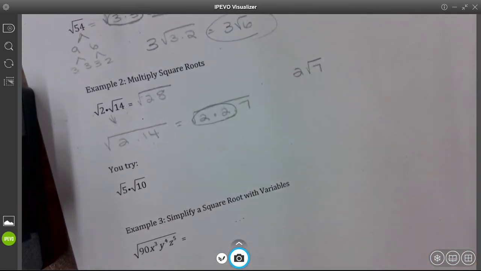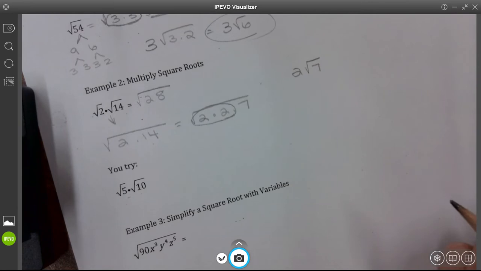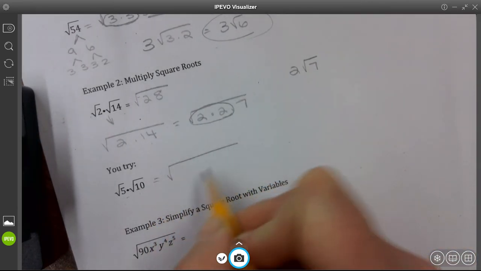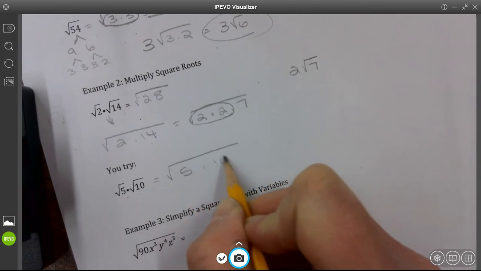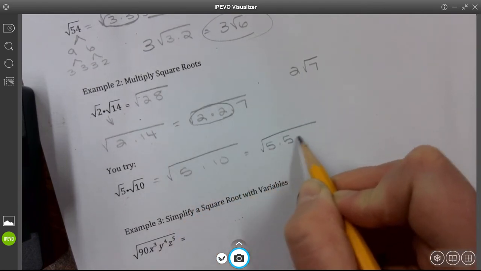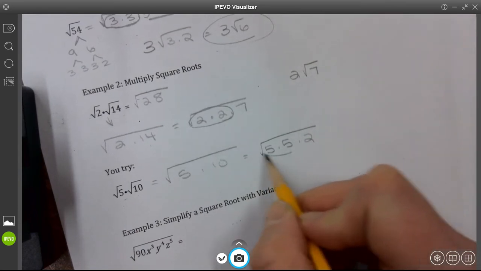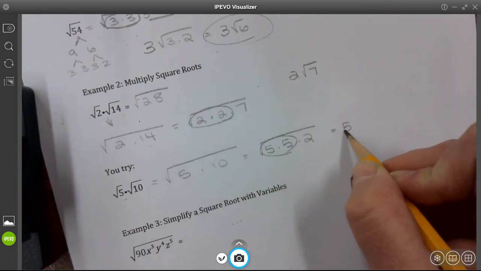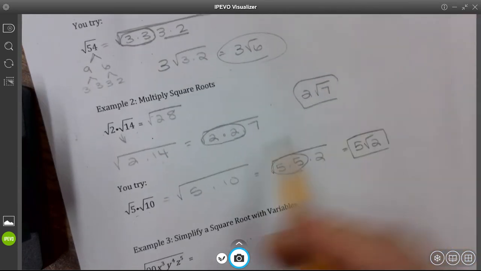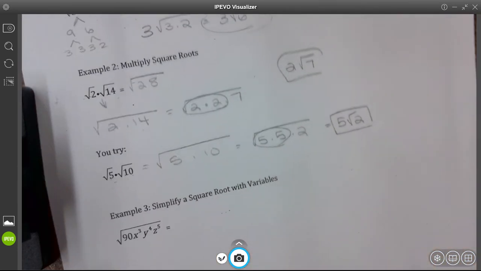And lastly, square root of 5 and square root of 10. We can make that 50, but I know we're just going to break it apart, so I'm going to leave it broken apart. 5 is just 5 and 1, and 10 is 5 and 2. We have a pair, bring it out, 5 root 2. So it's the same thing. If it's a radical, it goes underneath.